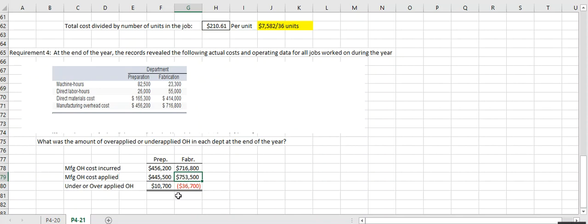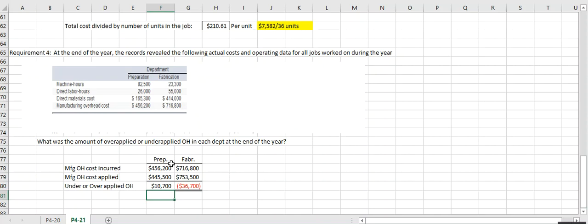So then we have to look at whether it was over applied or under applied. I took the difference in both of these numbers, and you'll notice one's a positive and one is a negative. So that should tell you right off that one's over applied, one's under applied. So let's think through this.